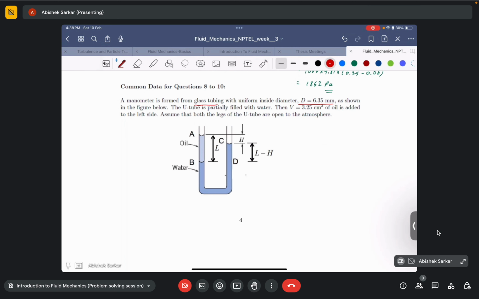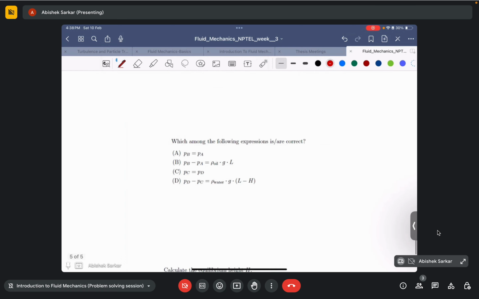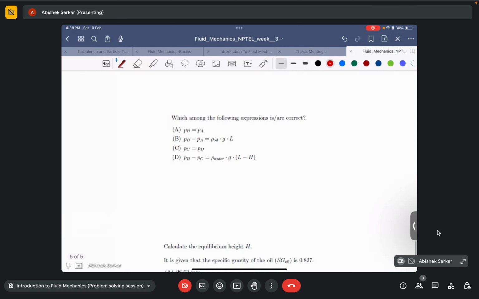Both legs are open to atmosphere. So it is basically saying that PA is equal to PC is equal to PATM, and that's why this statement is also correct. Okay, so let us discuss the next question.